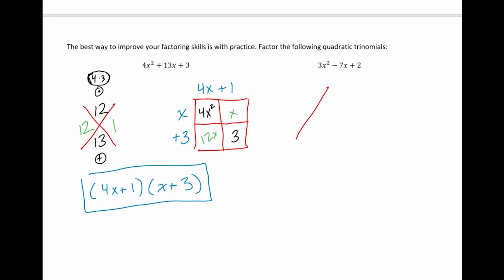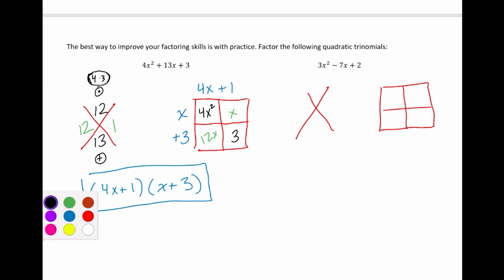I'm going to set up my X box here. Put 3x squared in the top left, 2 in the bottom right. The number that's going to go on top of my x is going to be the product of 3 and 2. So 3 times 2, that's 6. So that's the number we're trying to multiply to. And the number we're trying to add to here is negative 7.